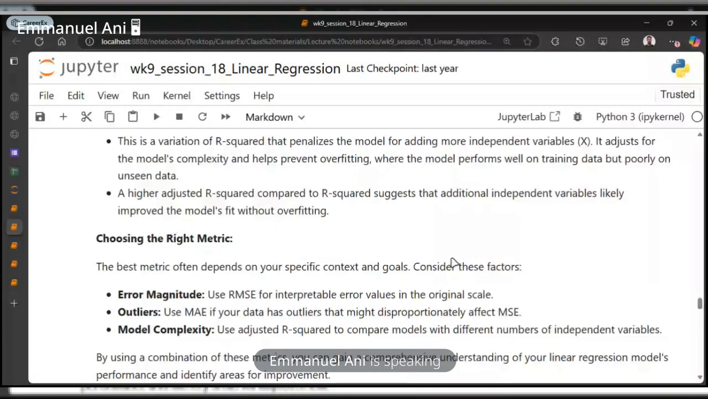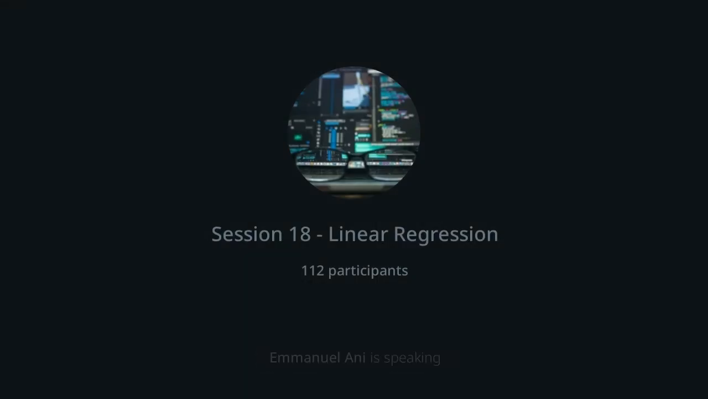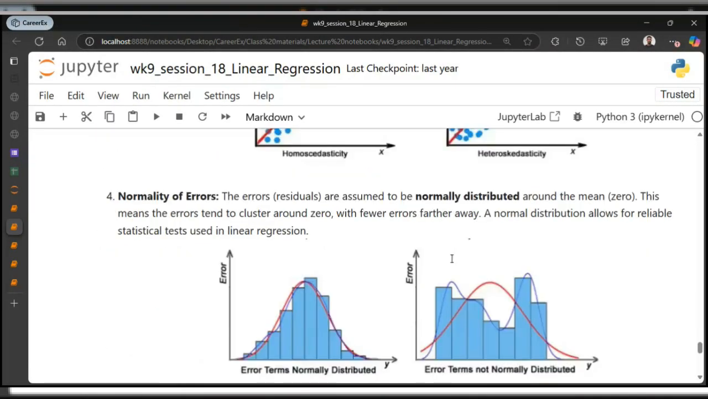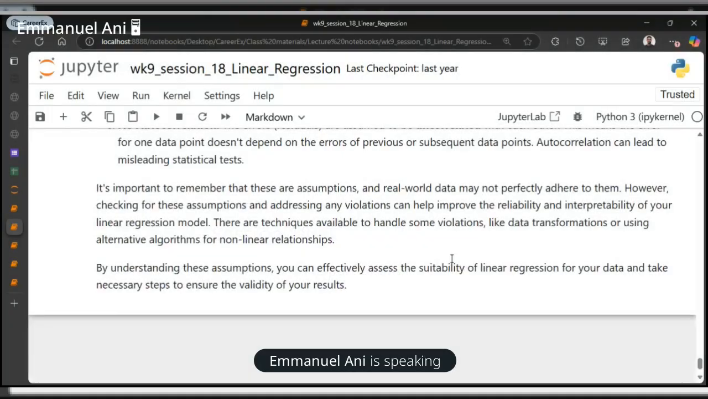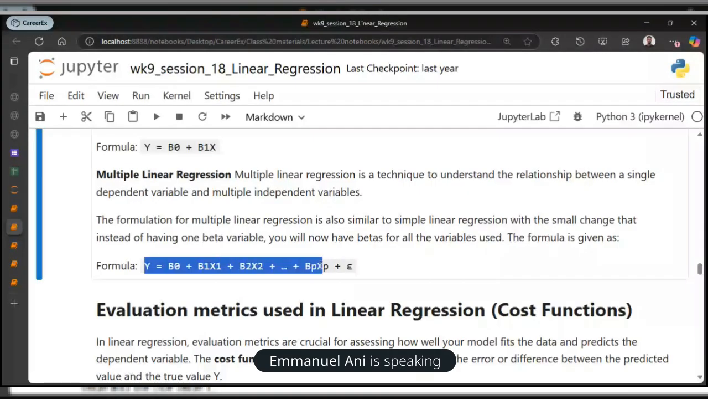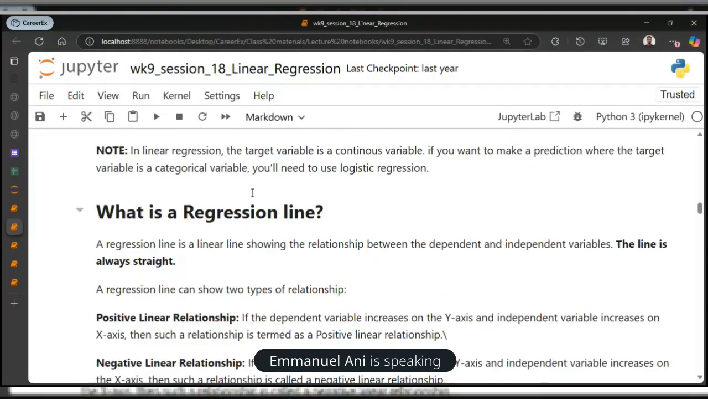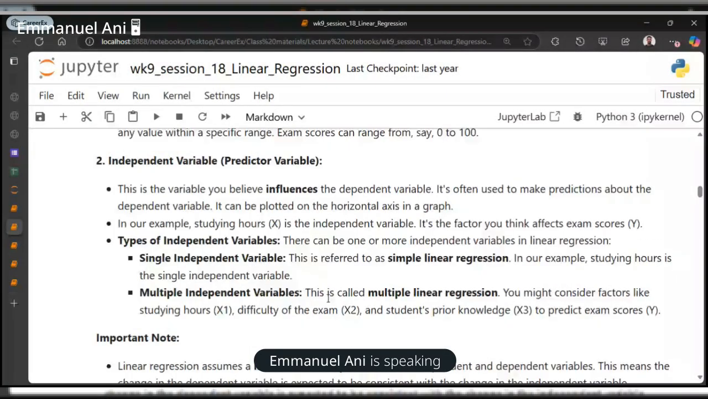And for the multiple linear regression, where is that one? Okay, see it here. This is the formula for it. So it uses different formulas. We have this for multiple linear regression, and we have this for simple linear regression. We are going to still look at that. So that's basically it for the types of independent variables. Just keep that at the back of your mind.